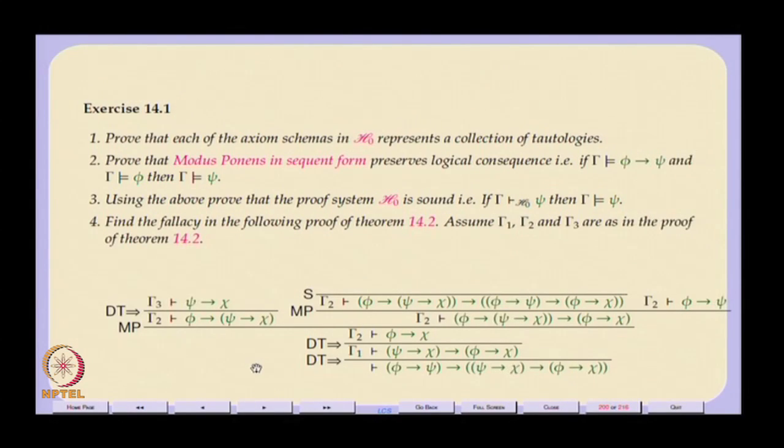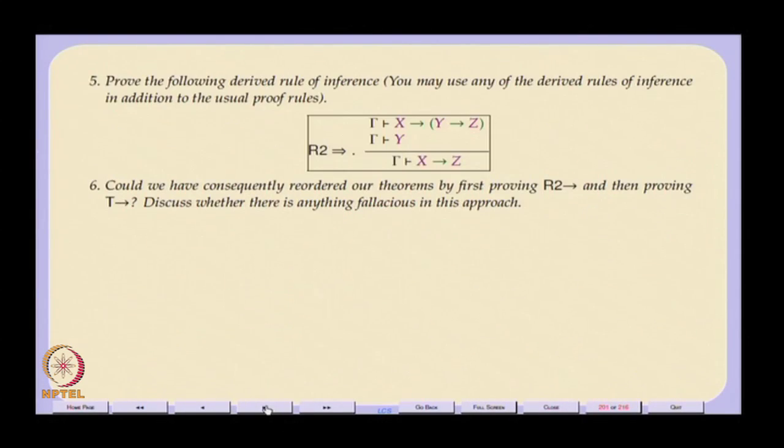I have also got lots of exercises for you. You can do this. There is a fallacious proof here which you can look at. There are also some extra rules. This here is an interesting rule. This essentially says if x arrow y arrow z and y holds, then x arrow z holds.